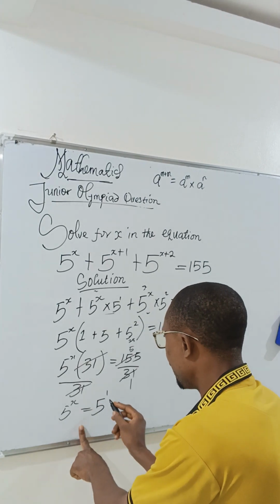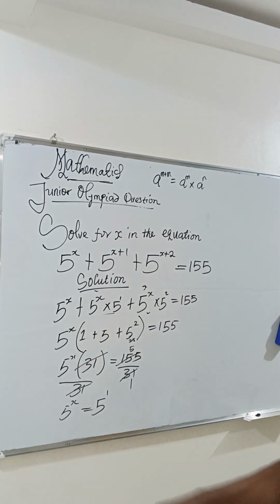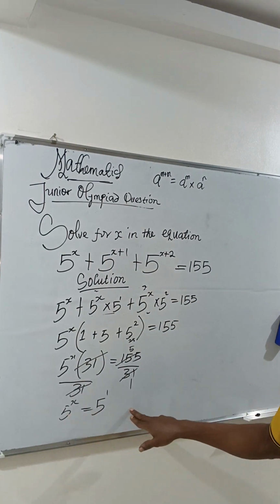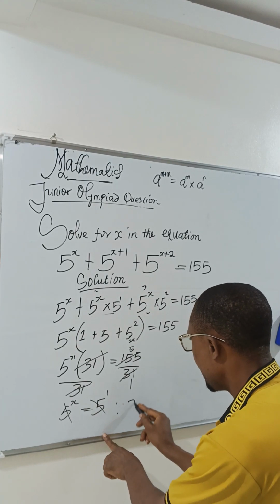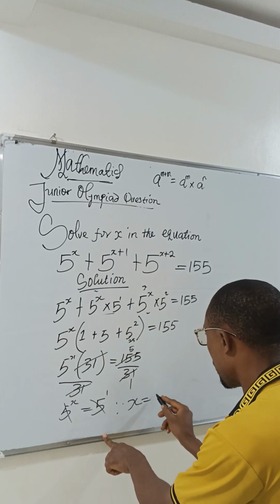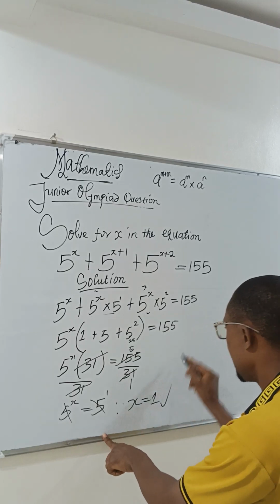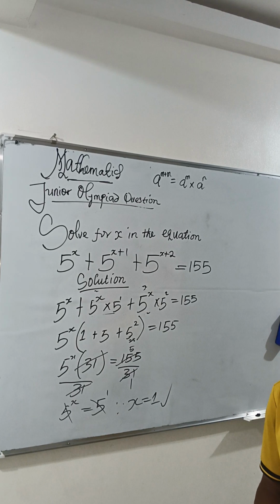So 5 to the power of x equals 5 to the power of 1. Look at it here, the bases are the same, so I can equate the powers. Therefore, x is equal to 1. This is the answer. Hope you understand.